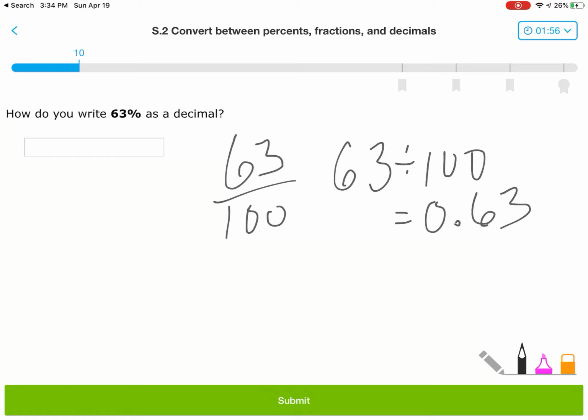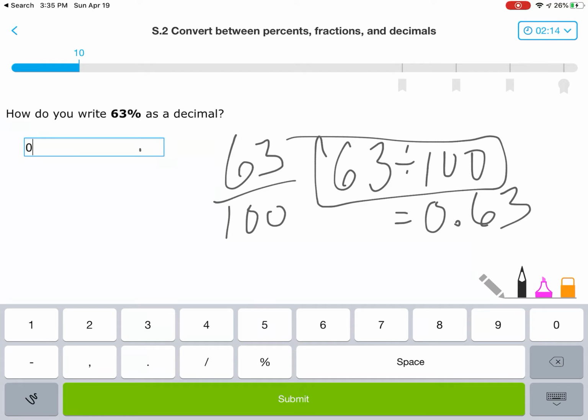0.63. Now, we did have a shortcut to change a percent into a decimal, was just a division problem. 63 divided by 100, which we already did. It's right there. So I'm just skipping a step if I do the shortcut. So 63% is the same as 0.63. I don't know why it doesn't let me type this in. Here we go. All right, I'm going to do one more with you here.